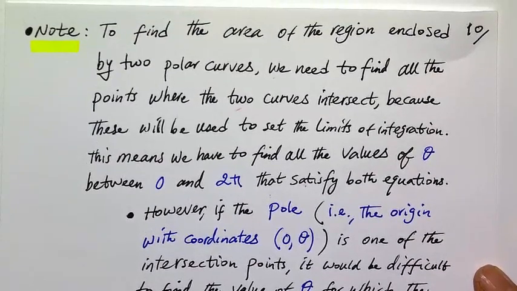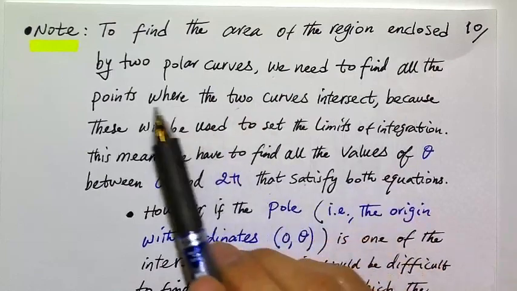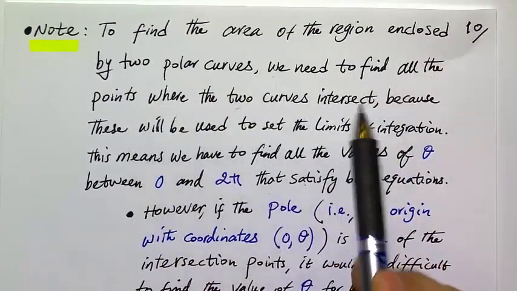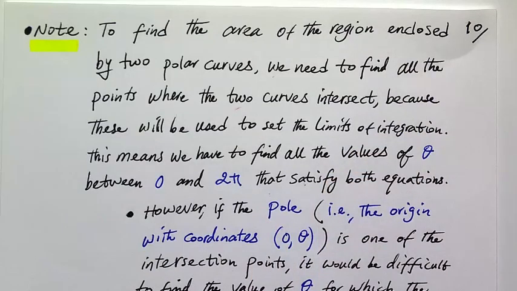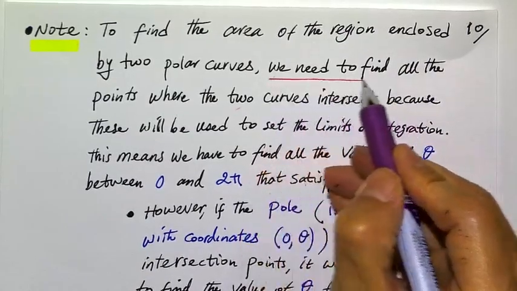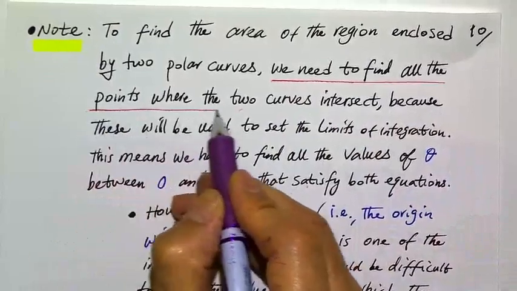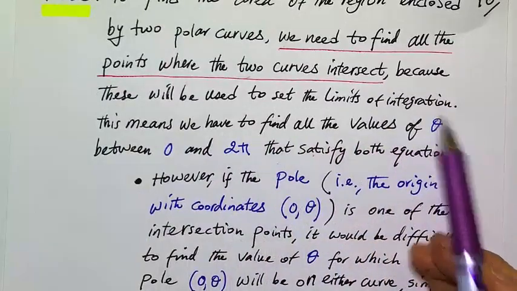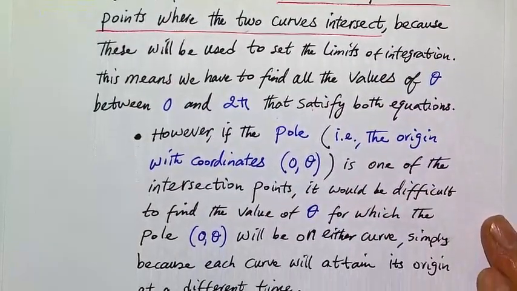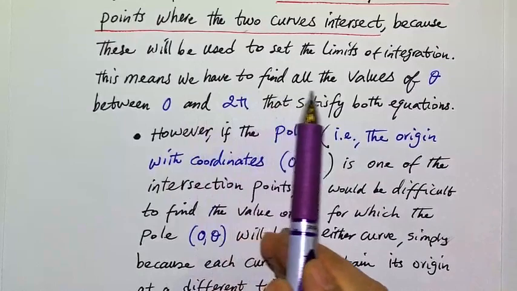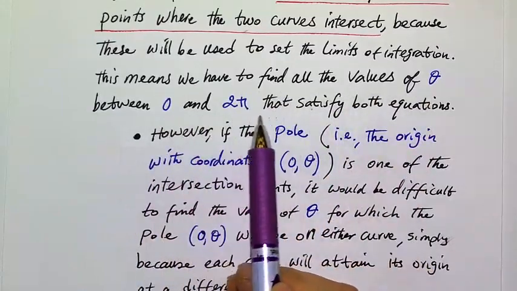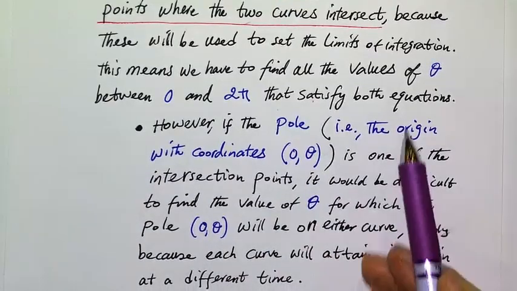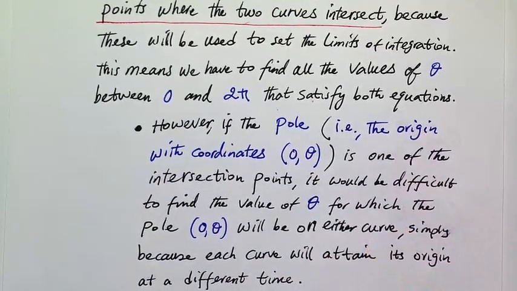It's just saying that to find the area of the region enclosed by two polar curves, we need to find all the points where the two curves intersect. This is the heart of the matter. We need to find all the points where the two curves intersect, because these will be used to set the limits of integration. This means we have to find all the values of theta between 0 and 2 pi that satisfy both equations. So we simply set both equations equal to each other and solve for theta. That's what we do.